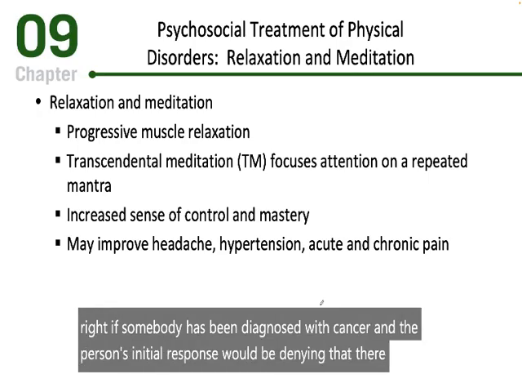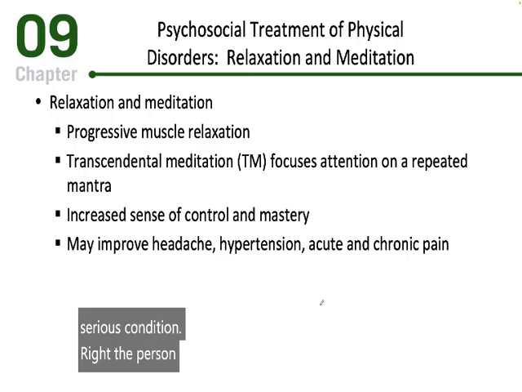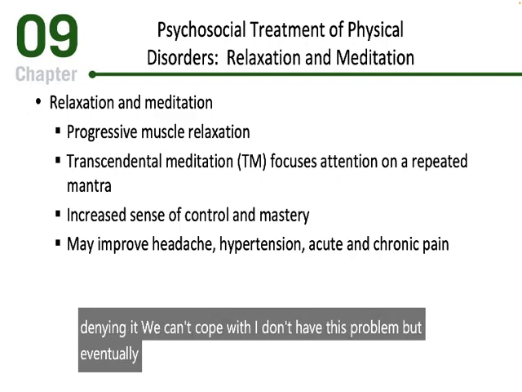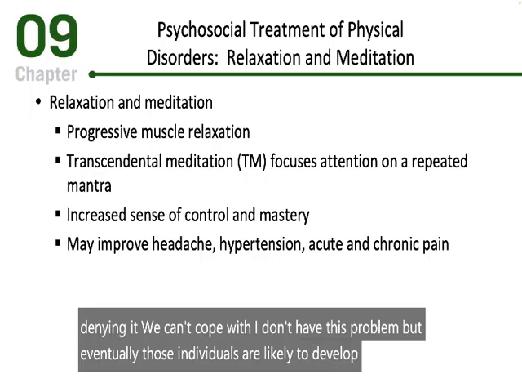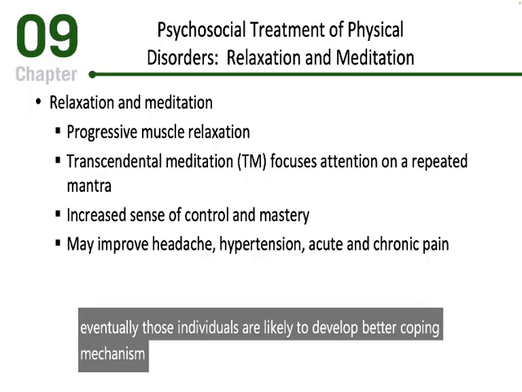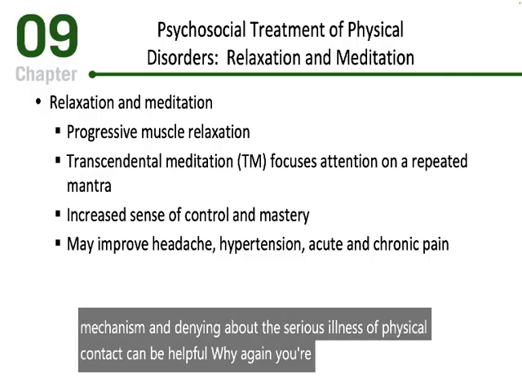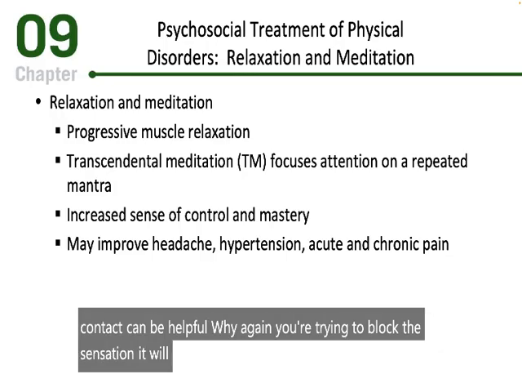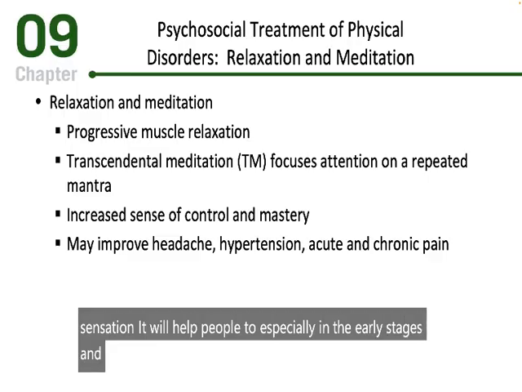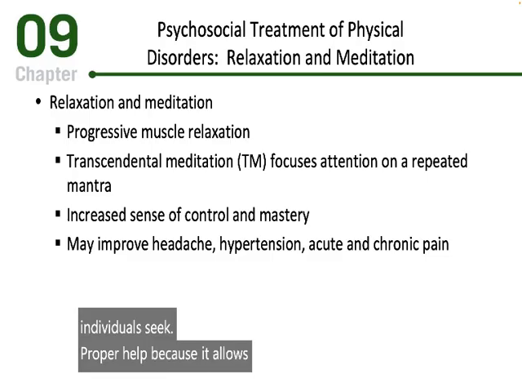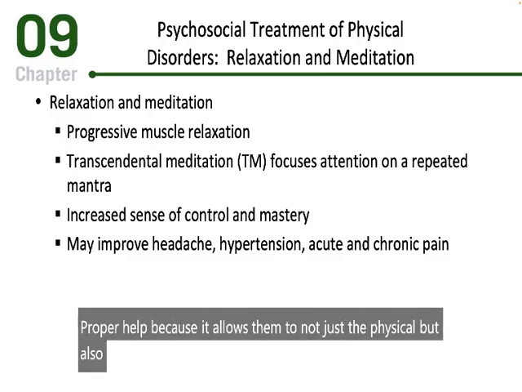If somebody has been diagnosed with cancer, the person's initial response would be denying that there is a serious condition, right? That the person is using this defense mechanism, right? We're denying it. We can't cope with it. I don't have this problem. But eventually, those individuals are likely to develop a better coping mechanism. And denying a serious illness or physical condition can be helpful. Why? Again, you're trying to block the sensation. It will help people, especially in the early stages, and later, it is important that those individuals seek proper help, because it allows them to manage not just the physical but also the psychological aspect.